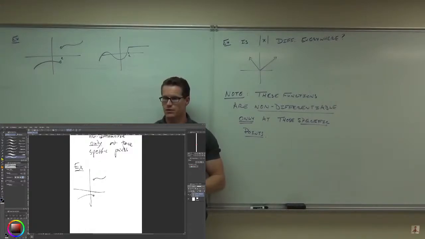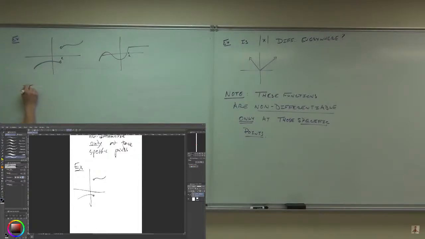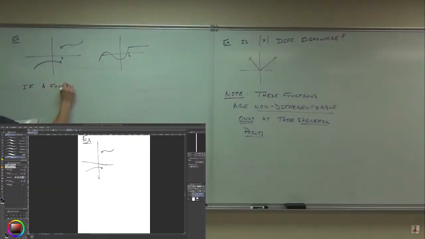If it's not continuous, listen carefully. If a function is not continuous, it cannot be differentiable at that point. If a function is not continuous, it is definitely not differentiable. I'm abbreviating here, continuous and differentiable, okay? There's a long word, I don't like to write. So if it's not continuous, it's not differentiable for sure, you agree?